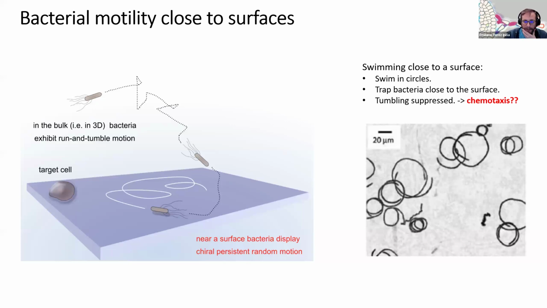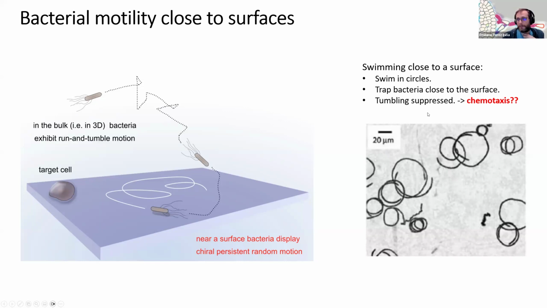But what happens when bacteria are close to the surface? When a bacterium is close to the surface, it has been observed that instead of moving in run and tumble, they swim in circles. As you can see in this trajectory, this is a real trajectory of bacteria on a surface. It has also been observed that these bacteria stay for a very long time over the surface, which suggests that the surface kind of attracts bacteria towards it. Also, these trajectories are very smooth and no tumbling is observed while bacteria are close to the surface.